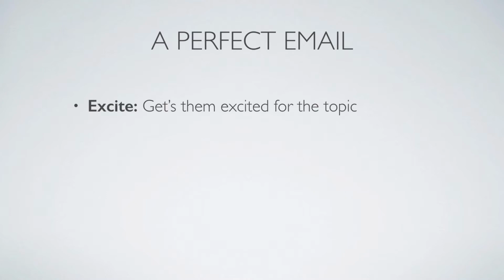So first, excite. That gets them excited for that topic. That's the thing that you hit them with: the subject line plus your first line. These are the first 2 things a person reads. You need to get their attention as fast as possible. They get an average of 145 emails per day. And when a person is getting that many emails per day, you need to make sure you can get them and excite them as soon as possible.